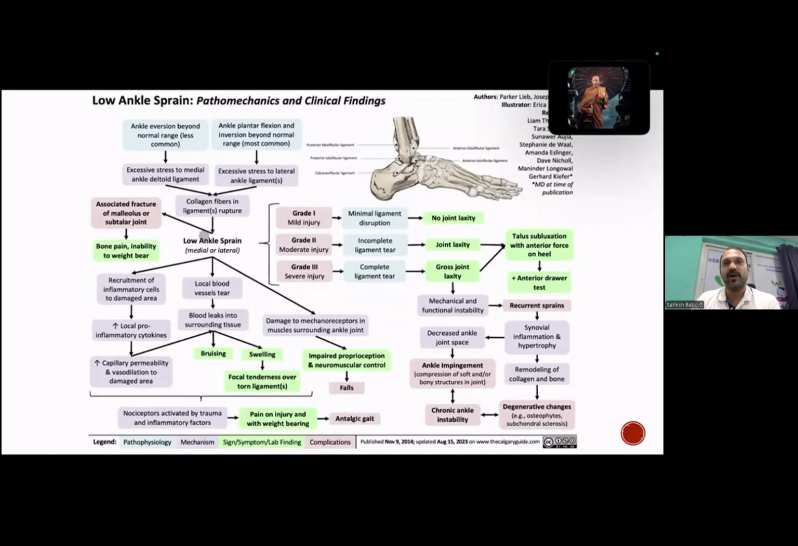We have to see whether there's an associated fracture of the malleolus or subtalar joint, if there is any bony pain or instability around that region. So when a low ankle sprain happens, we need to identify whether it is grade 1, grade 2, or grade 3, as we saw in the previous slide. In grade 1, there is minimal ligament disruption. There is no laxity in the joint. The patient will have an inversion sprain, painful for 1-2 days, and would have recovered. Loading will be much easier for them. They will be able to walk and move.